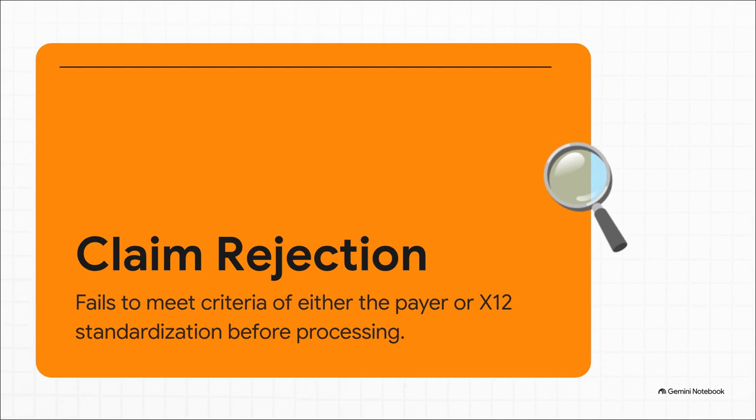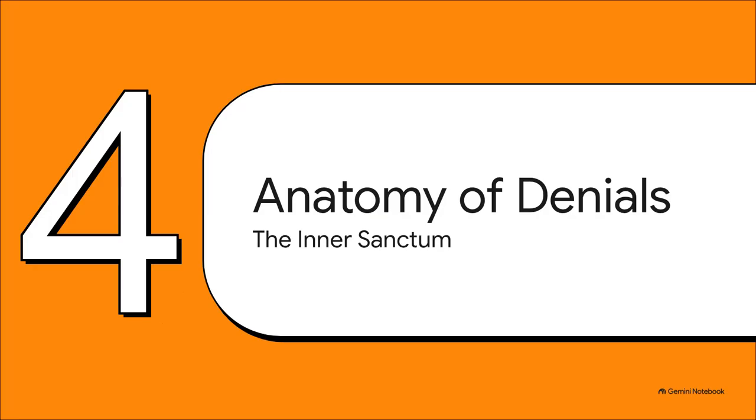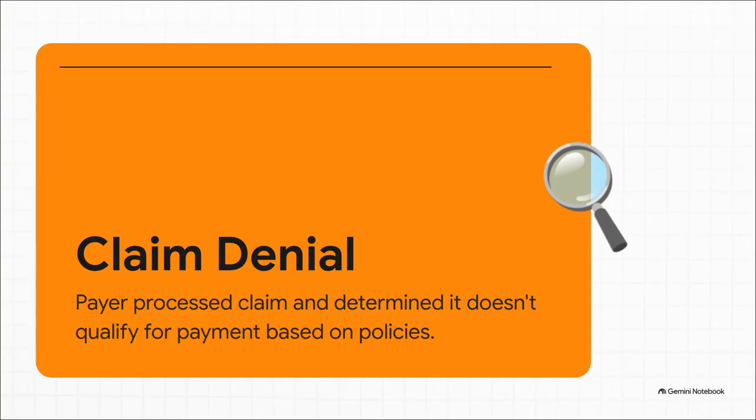You can just correct the bad data and directly resubmit it as a clean claim. Which brings us to Section 4, Anatomy of Claim Denials, the Adjudication Inner Sanctum. What happens when the formatting is flawless? It successfully sails through the clearinghouse gateway and actually gets into the payer's adjudication system. Well, here, we're dealing with a claim denial. The claim was fully processed, reviewed, and officially rejected based on complex clinical policies.